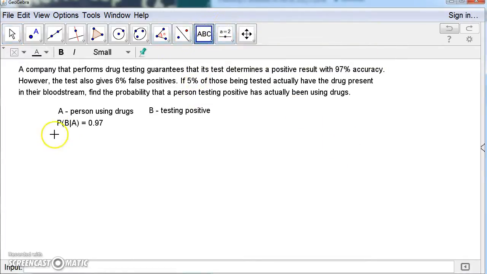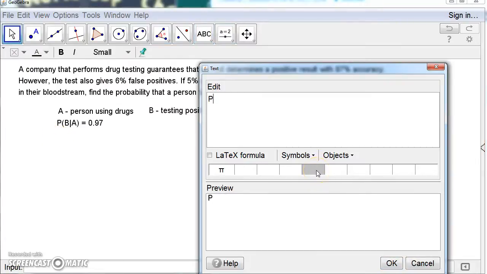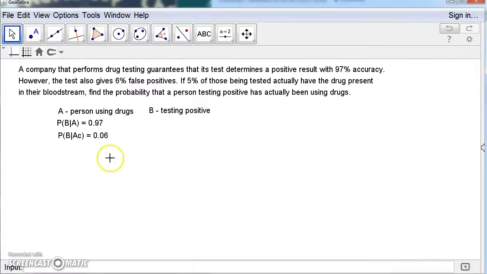Now there's also another one here, the 6% false positive. So this would be the probability of B, which is testing positive, given that you're not actually using drugs, which is the probability of B given A complement, right? You're not actually using drugs, but you still test positive.